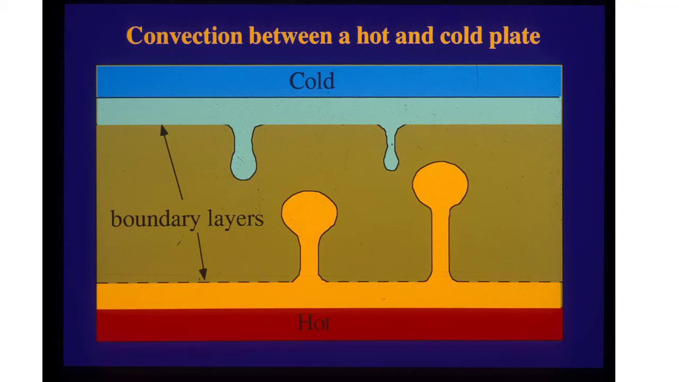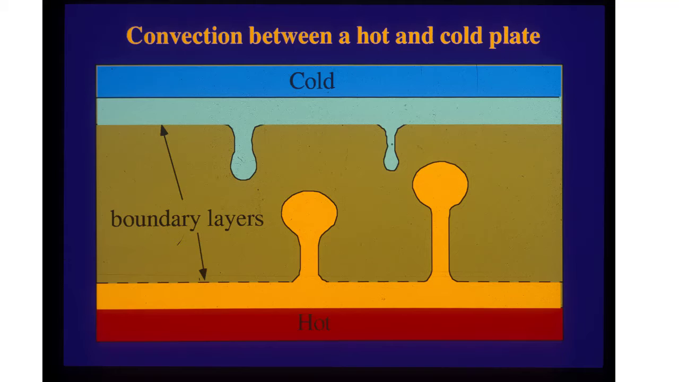So let's start with a very simple case of convection between a hot and cold plate. You've probably seen examples of that. Your stove is a good example of convection in a fluid. So let's take a fluid between a cold plate and a hot plate. The hot plate at the bottom heats a boundary layer at the bottom of the fluid, and in heating that fluid, it makes it light, so that fluid starts to rise.